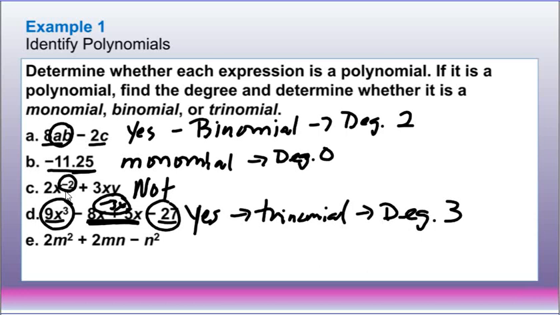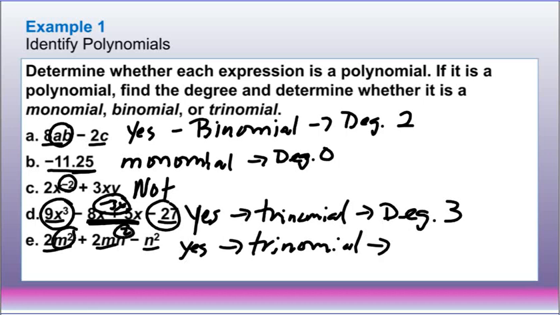And our last one here, letter E, there are no negative exponents. So we would have this, yes, as a polynomial. There is nothing to combine, so I have 1, 2, 3 terms, so this is a trinomial. And the degree, this has a degree of 2, this has a degree of 2, this also has a degree of 2. So we would say this would be a trinomial, has a degree of 2.